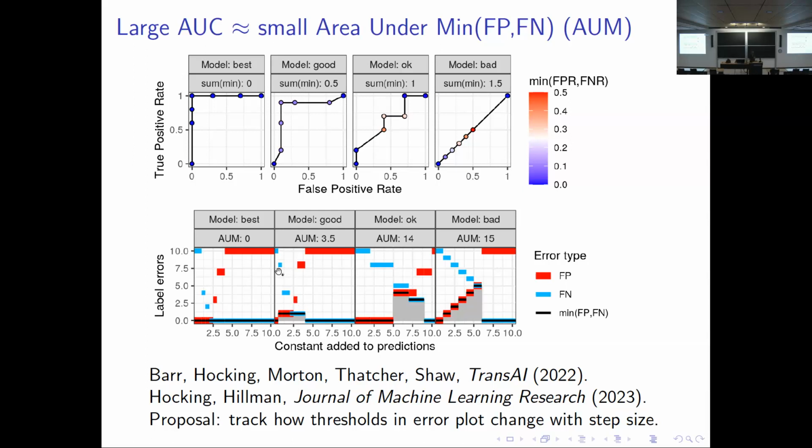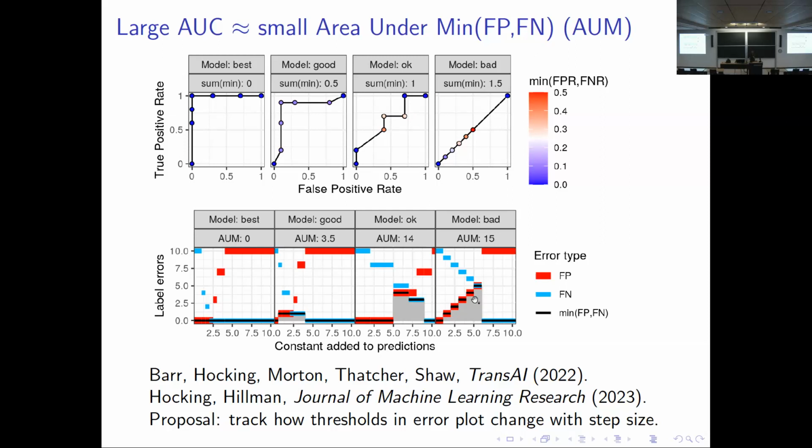In a slightly worse case, the FN function doesn't go down quite all the way, and then the FP function starts to come up. So the min function between the two is going up a little bit, and you have a small value for the area under the min. And in the worst case, the FP starts going up first, and then the FN goes down afterwards, so you have a very large value for this area under the minimum of the FP and FN. This technique was previously described in our papers in TransAI in 22 and in Journal of Machine Learning Research in 23. And in this new work that we're working on right now, we're proposing how to track how these thresholds on this plot change as a function of the step size in gradient descent.